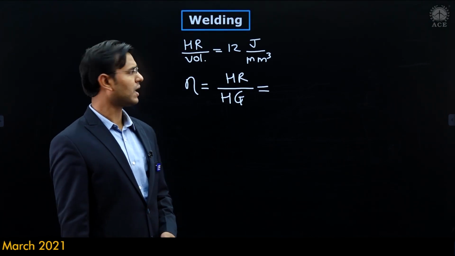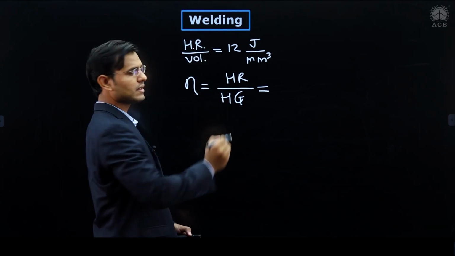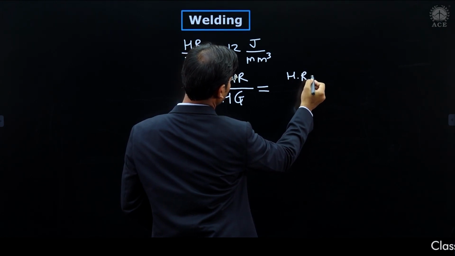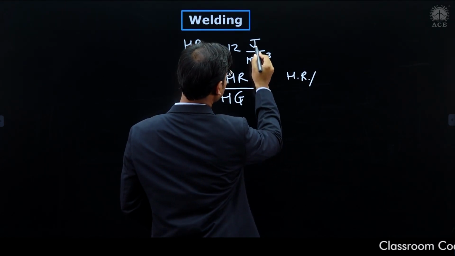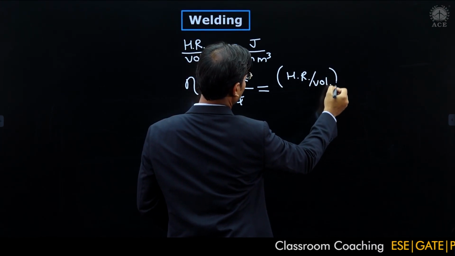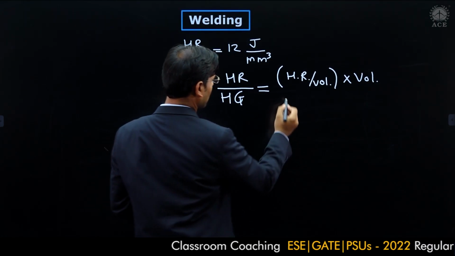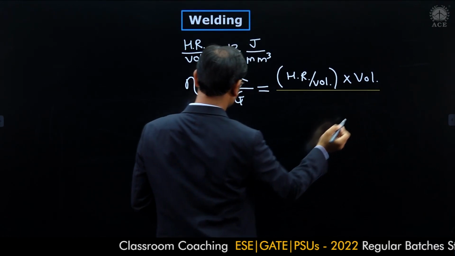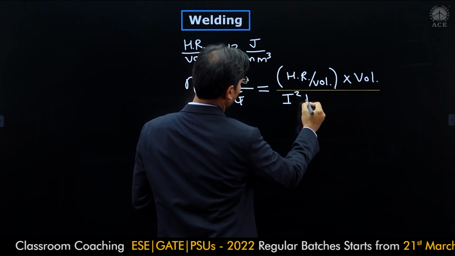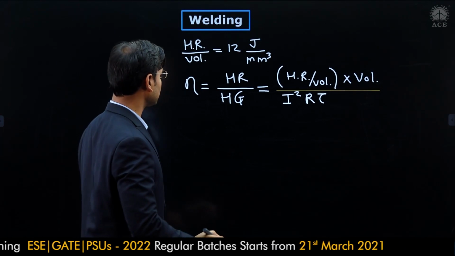What is the formula of heat required? Just see, the heat required is given. Heat required per unit volume is given in joule per millimeter cube. Heat required per unit volume into volume, divided by heat generated, that is I square R into tau. What is tau? Tau is the time, in seconds.